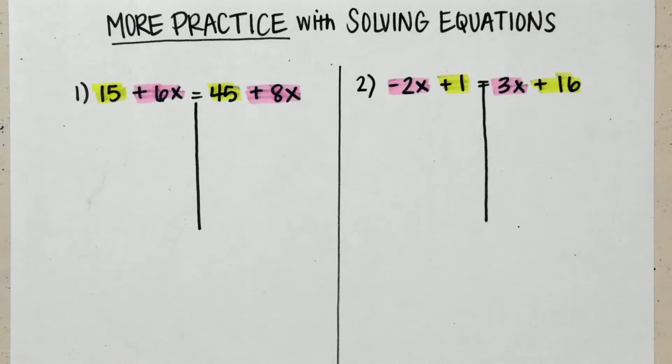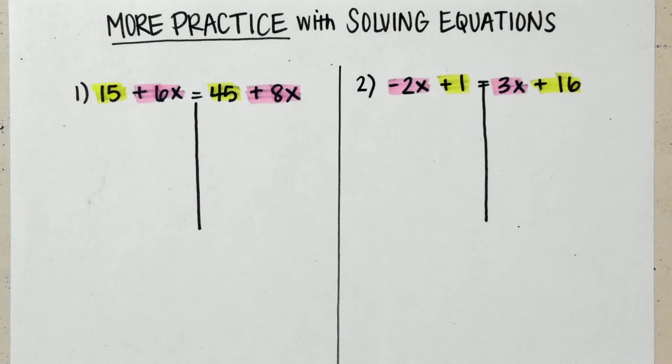This is day 2 of solving equations. If we look at number 1, you can see that they are color-coded. Some are pink and some are yellow. The ones with the pink are the ones that have the variable with it, and the ones that are yellow are just the regular numbers that do not have a variable next to it.